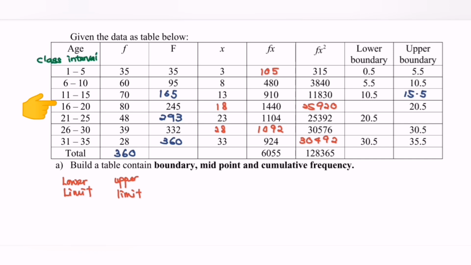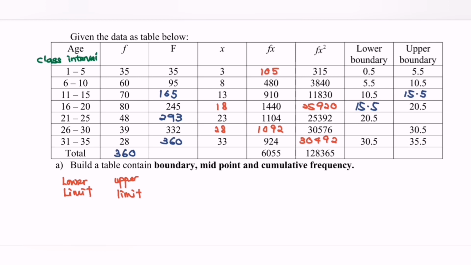Next, refer to the class interval 16 to 20. In order to find the lower boundary for this class, we add the upper limit of the previous class together with the lower limit of the current class, which is 16. So 15 plus 16 divided by 2. Again, we will have 15.5.